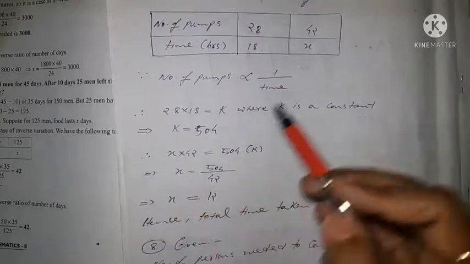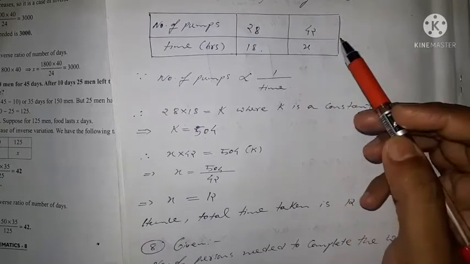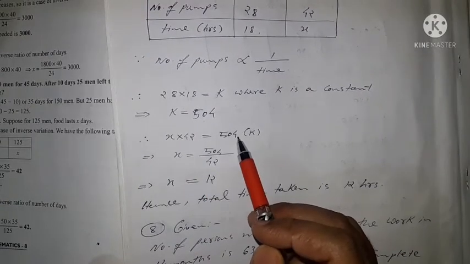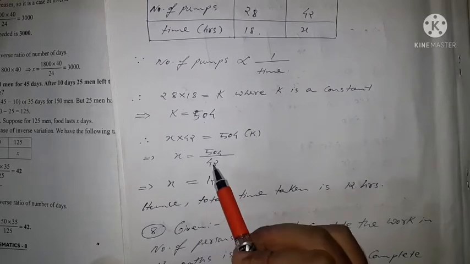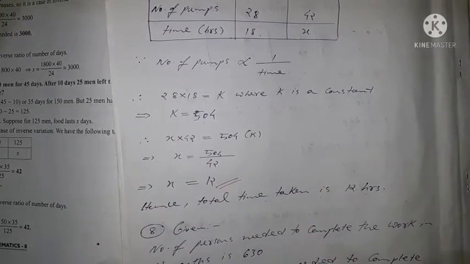So x into 42, if we multiply these two also, we will get the same value, that is k, since k is constant. So x into 42 is equal to 504, which is the value of k. So x is equal to 504 divided by 42, that is 12. So hence the total time taken is 12 hours.